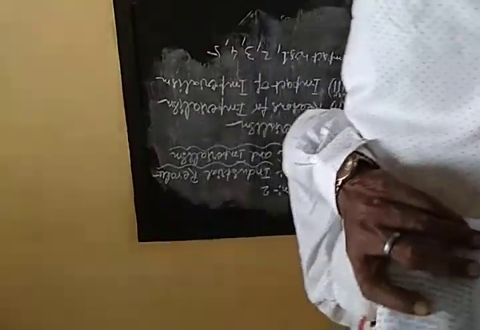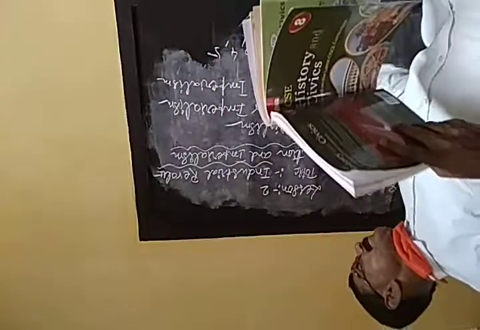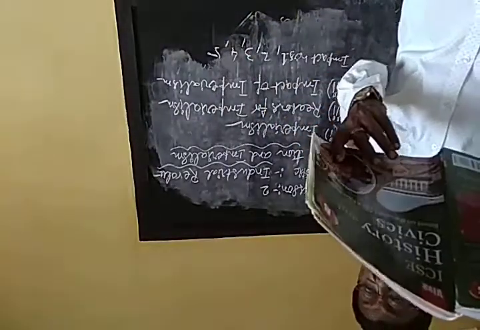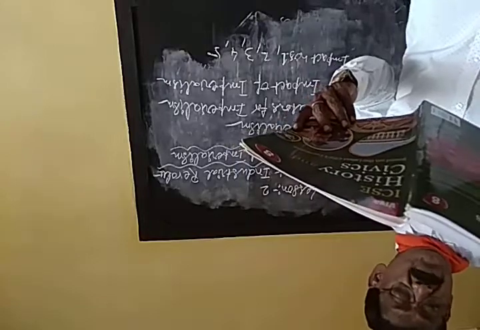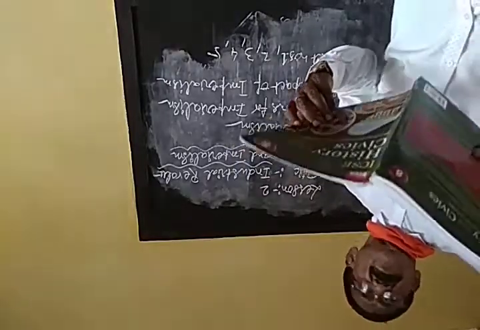So up to this, my dear students, these are the 5 impacts of imperialism. Please go through your book, open page number 26, and keep on reading up to page number 27.